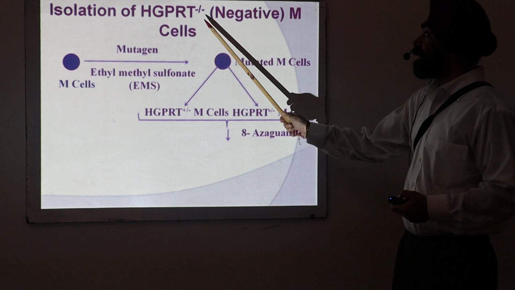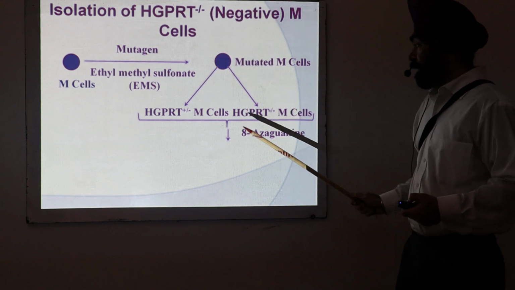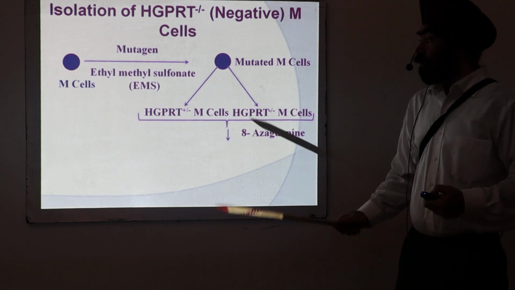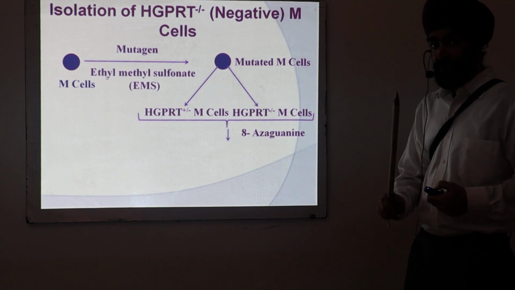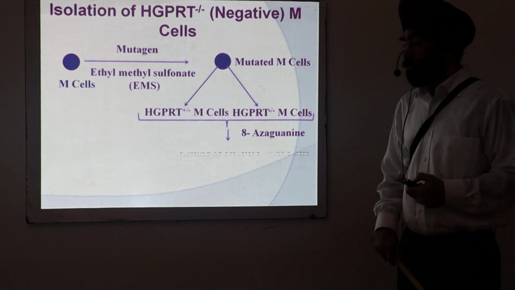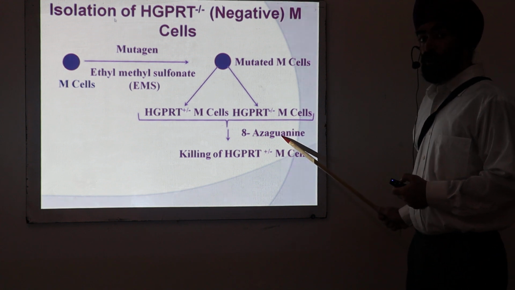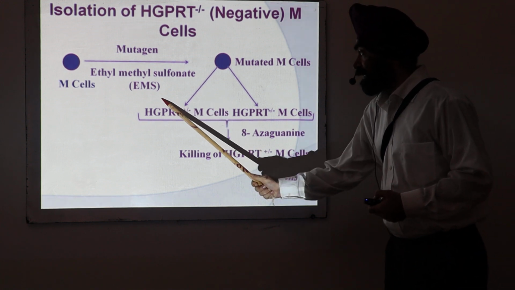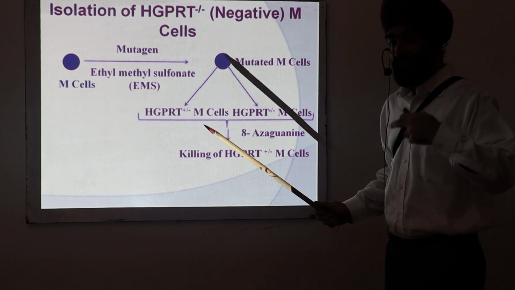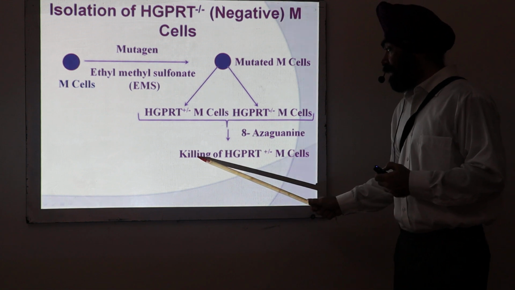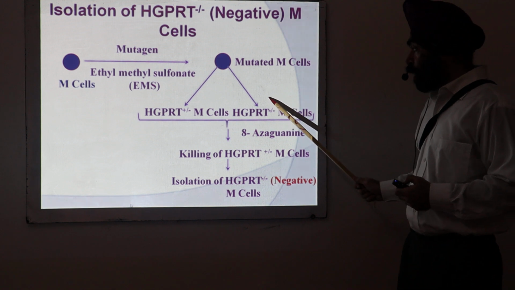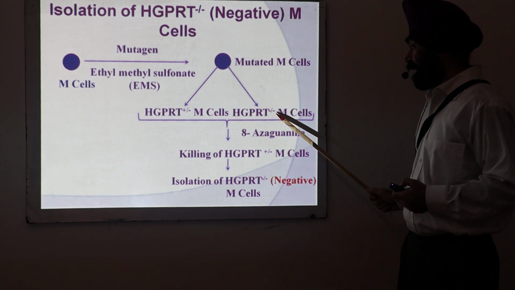But what we need is this kind of cell, negative. We need this kind of cell, not this kind of cell. So how to select these cells? Then what you will do? You will take this chemical, 8-azaguanine. So what will happen? 8-azaguanine will kill the cells which are HGPRT positive. That means those myeloma cells that contain HGPRT will die. Killing of HGPRT positive myeloma cells. So you are left with only these negative cells.